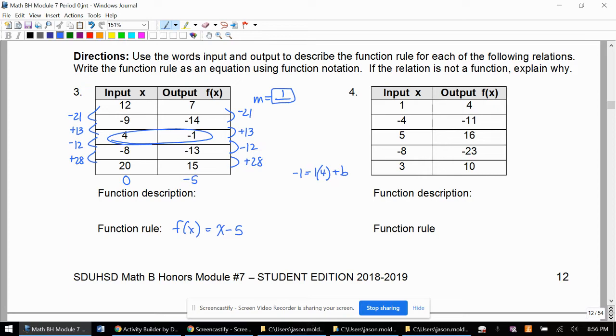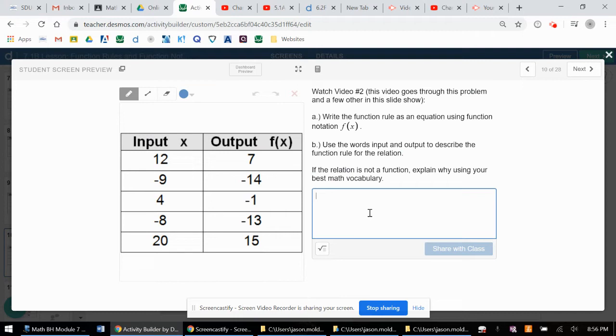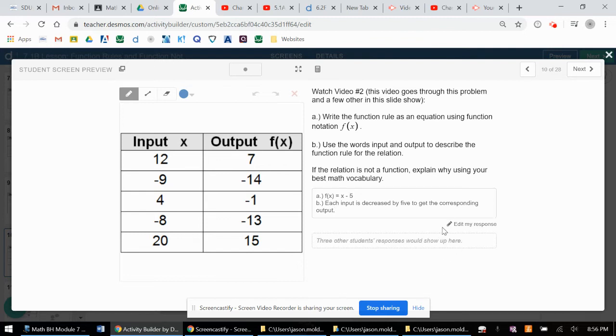All right, so now we're going to enter in our answer. So part A, using function notation, it's x minus 5. And B, like in the other side, we'll use the same sort of sentence: each input is decreased by 5 to get the corresponding output. Okay.